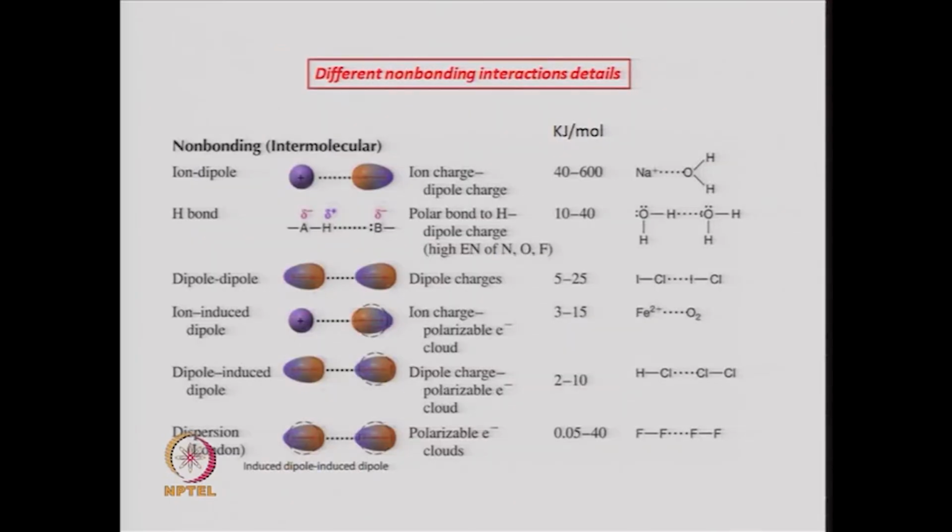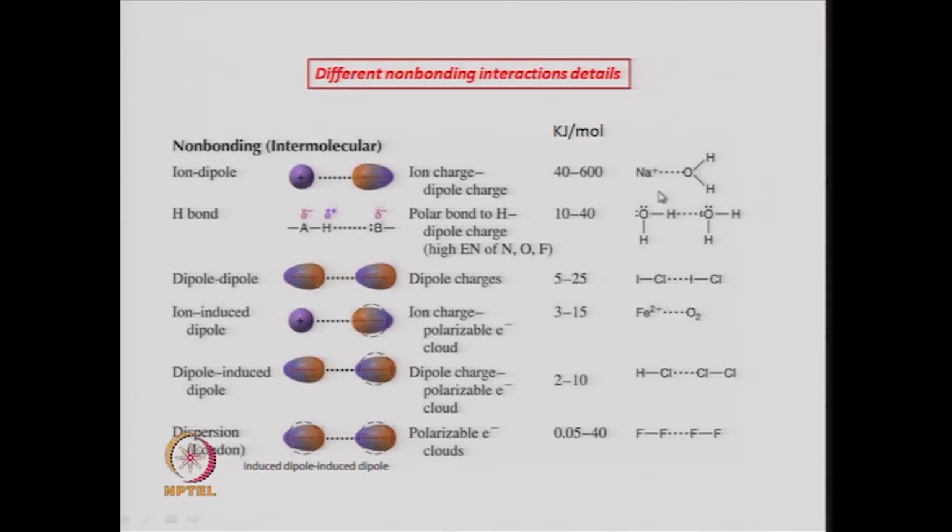So, what are these different types of interactions which we discussed? Now, these non bonding interactions are typically shown here. This is the ion dipole. This is an ion which is positively charged, and this is a dipole. The ion dipole interaction is basically between the charge on the ion and the dipolar charge, and the value of the energy is of the order of 40 to 600 kilojoule per mole.